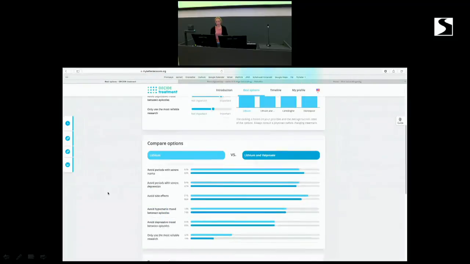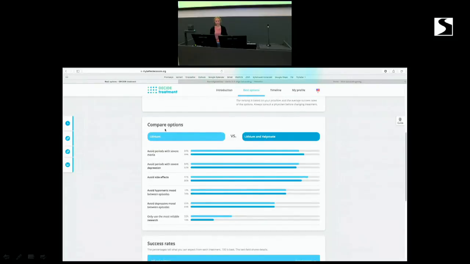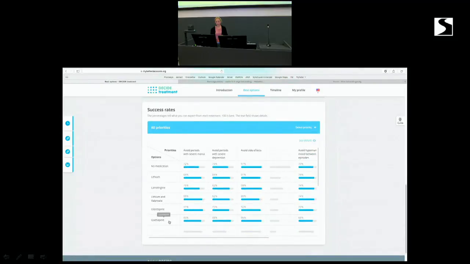It's also possible to compare two different options against each other and see how well they're doing on the criteria the patient has set here. And of course, we have the knowledge base, the matrix at the bottom with all the different medications and all the different criteria.